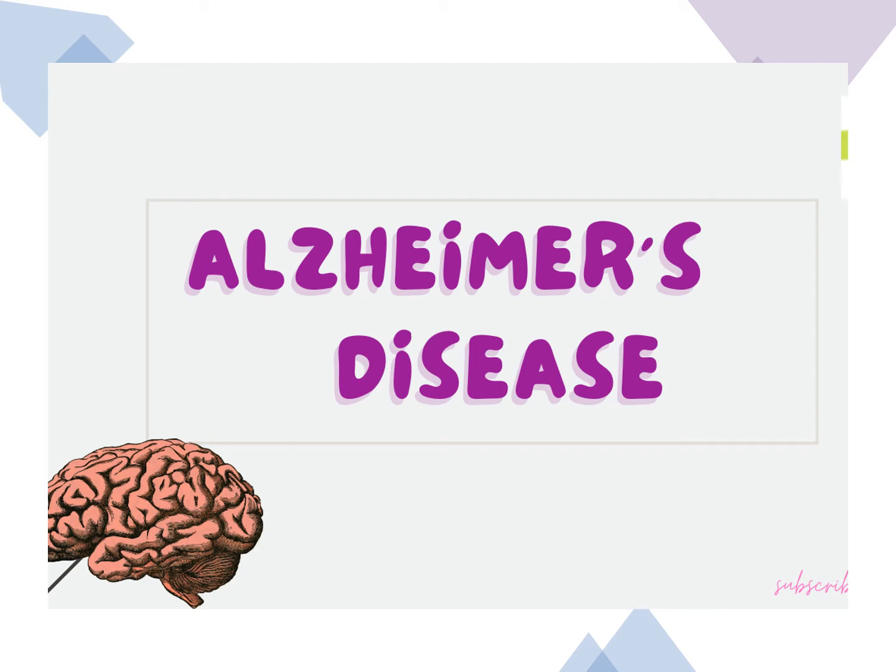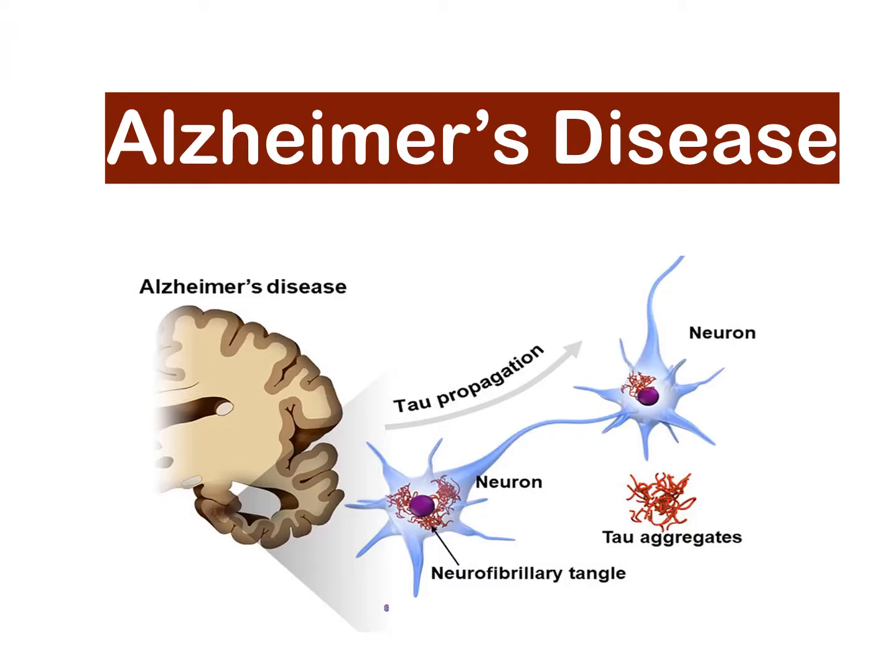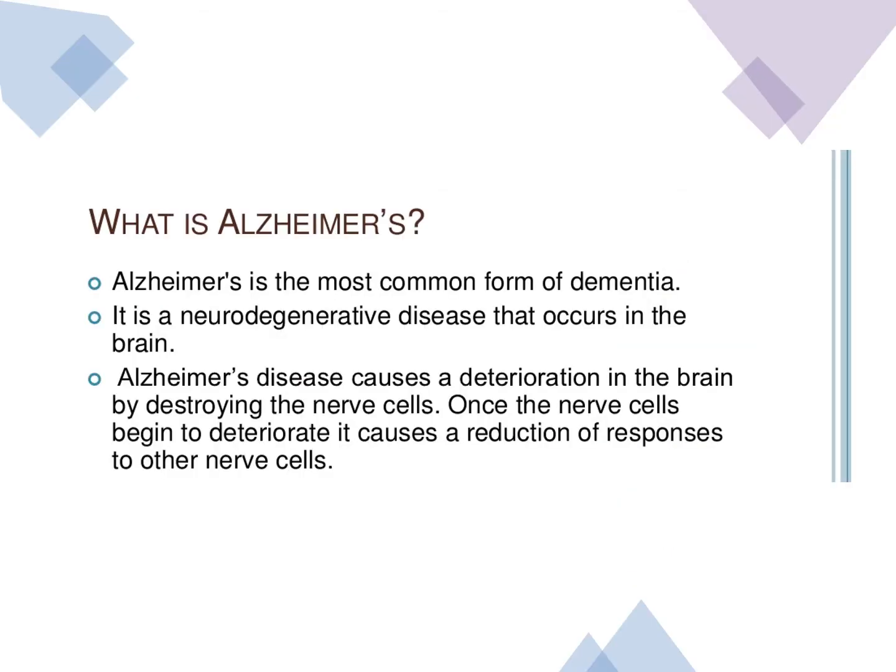Alzheimer's disease is a neurodegenerative disease. It is the most common form of dementia. It is a neurodegenerative disease that occurs in the brain. It causes a deterioration in the brain by destroying the nerve cells. Once the nerve cells begin to deteriorate, it causes a reduction of responses to other nerve cells.